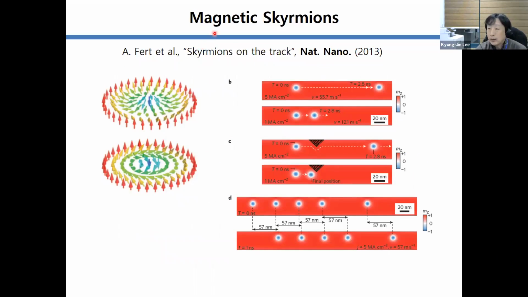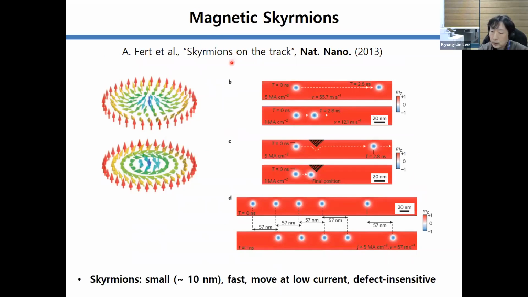There is a lot of interest in magnetic skyrmions because they can be as small as 10 nanometers, fast, and move at low current. And more importantly, they are defect insensitive. For example, in this modeling result, this shaded region is a mechanical notch. Usually when you push a domain wall through here, it gets pinned because of the strong pinning potential. But in the case of a skyrmion, it can avoid this pinning potential and show straight motion. It's because of their topological nature.